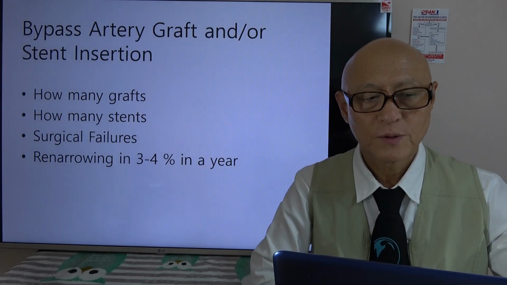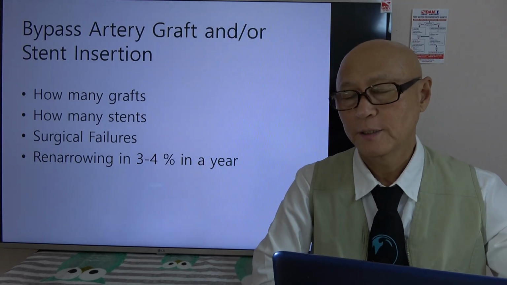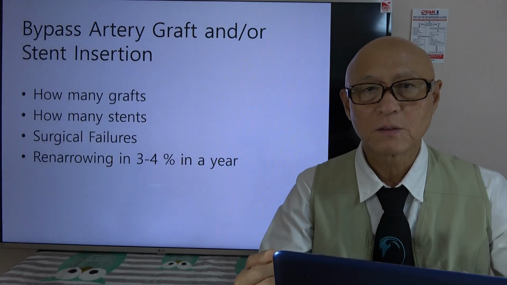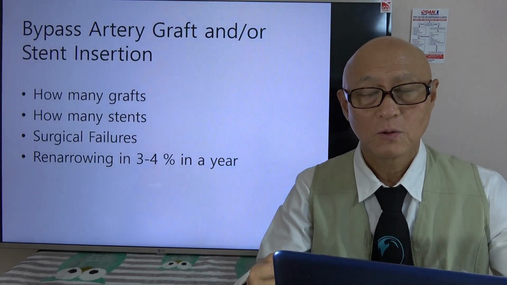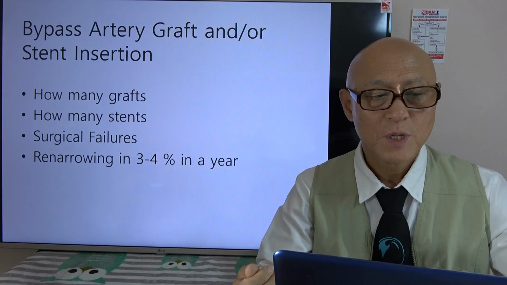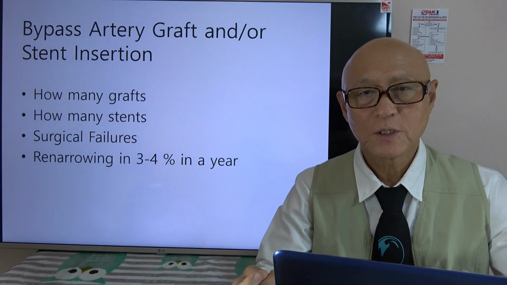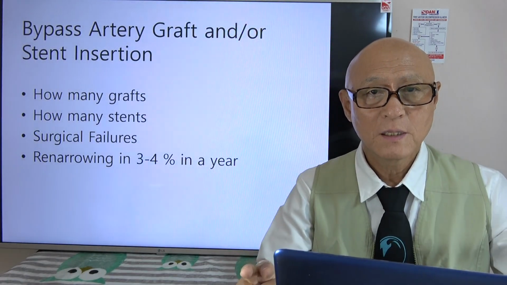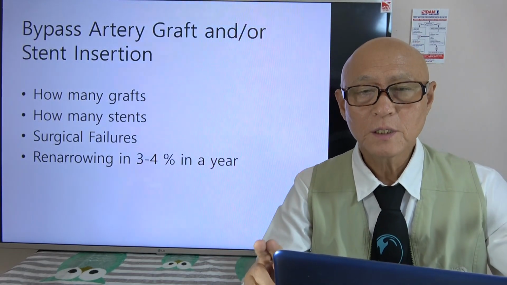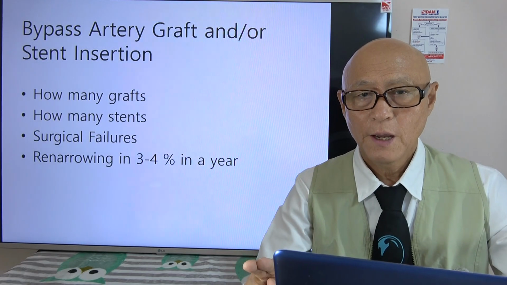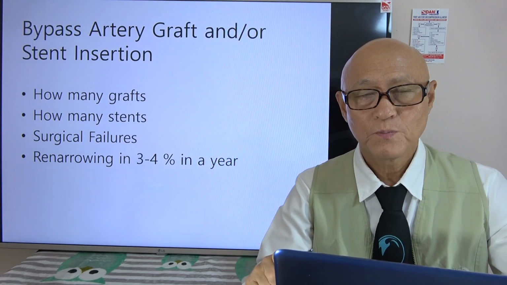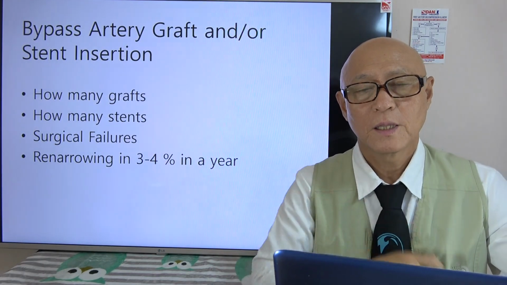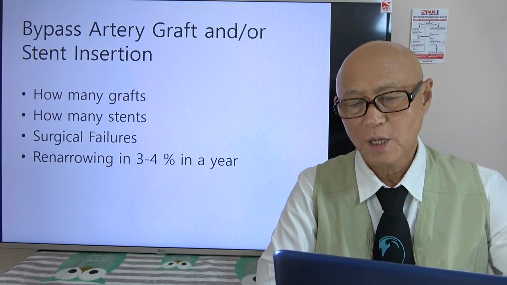If we do the graft or stent, how many? It's one of the decision factors for post-stent or graft scuba diving. We also have to consider the surgical failure. We do the stent, we widen the inner diameter of the artery, but in one year, 3 to 4% narrows again, which means it was a kind of failure.